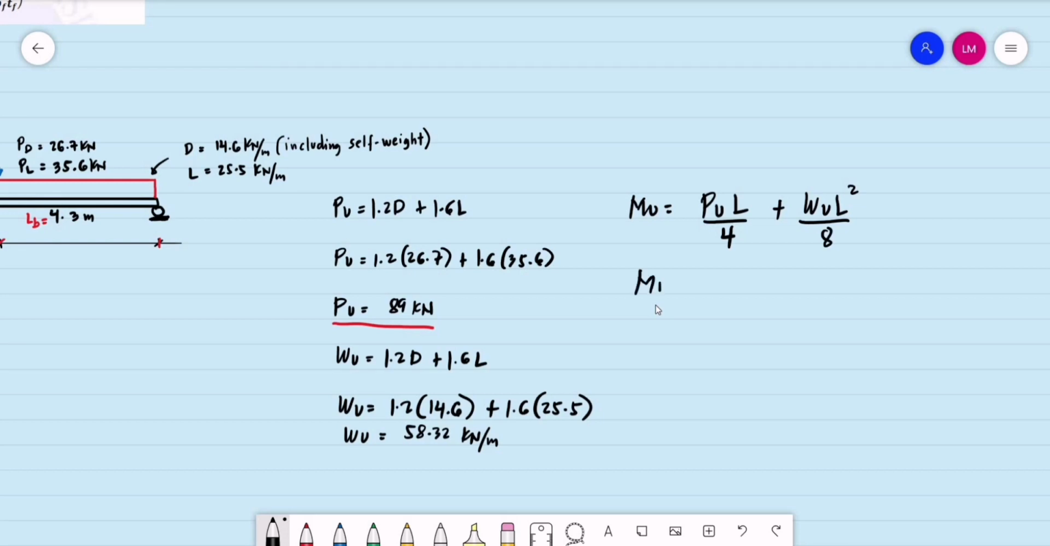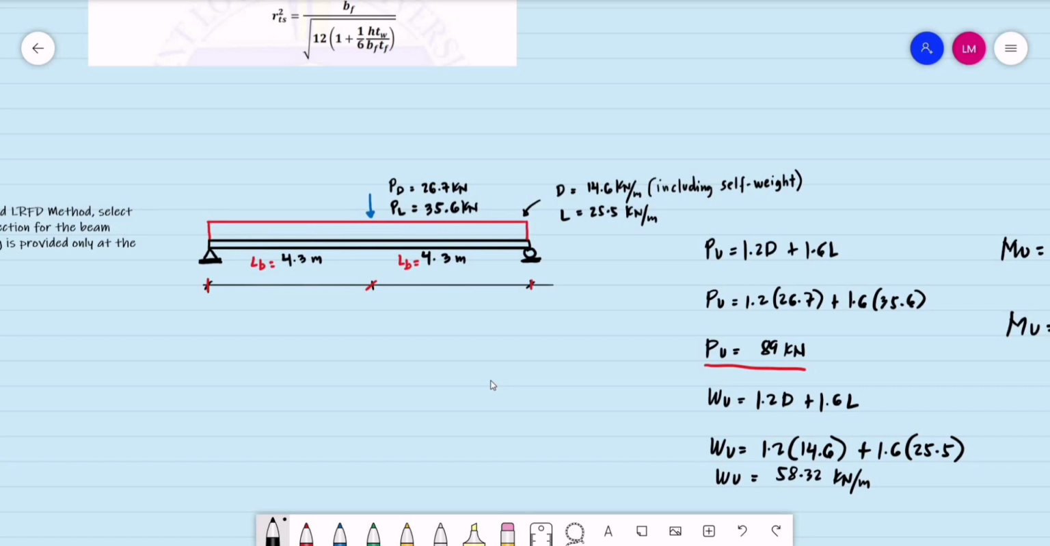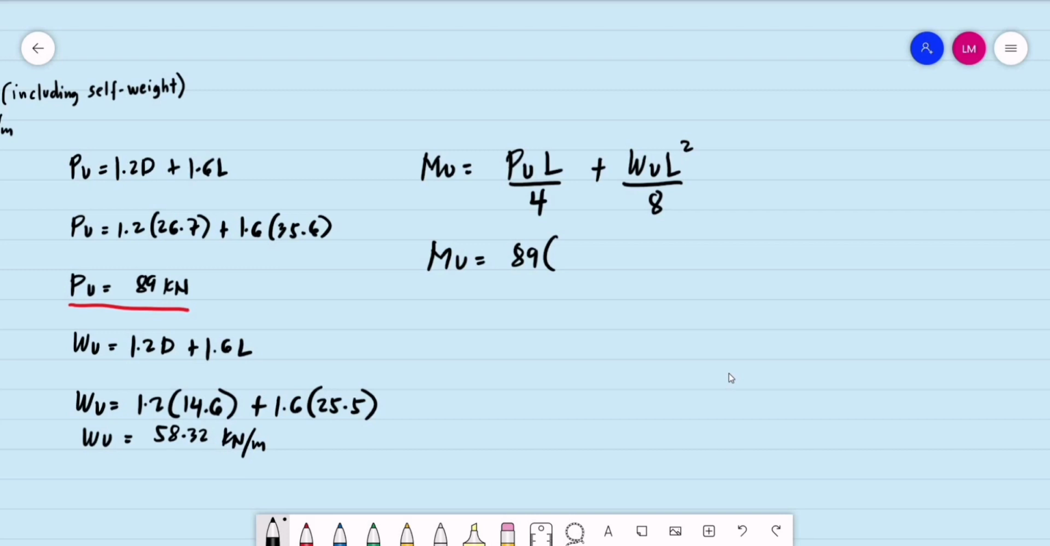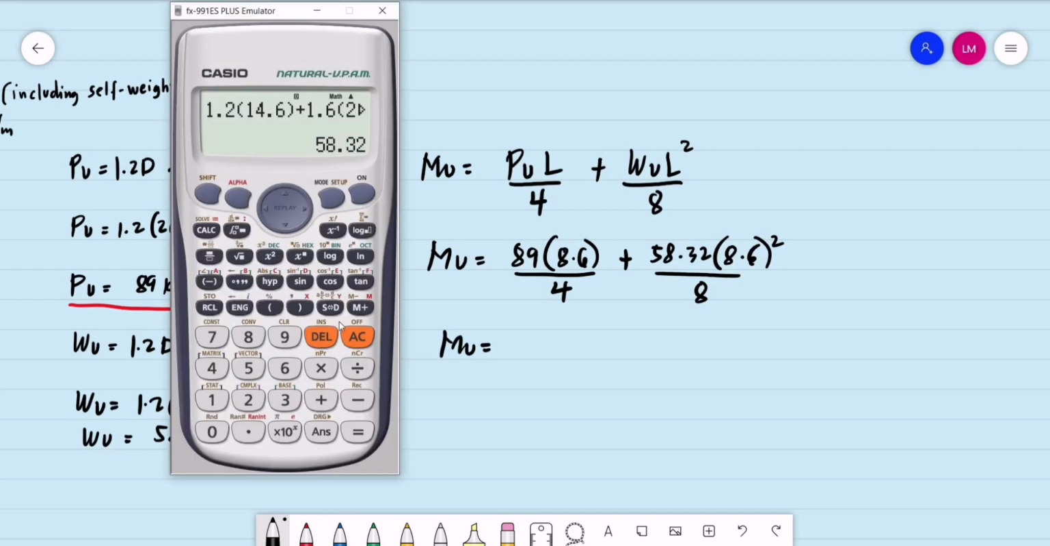Then computing for our M sub U, this is 89 kilonewtons. The total span of our beam, 4.3 plus 4.3, is obviously equal to 8.6 meters. So this is equal to 89 kilonewtons multiplied by the total length of the beam, 8.6, divided by 4. Then our uniform load is equal to 58.32, the length is 8.6 squared, then divided by 8. So this will be the ultimate moment based on our loadings.